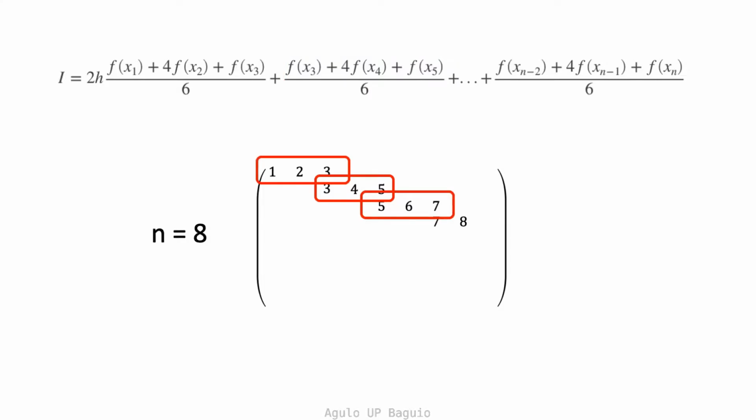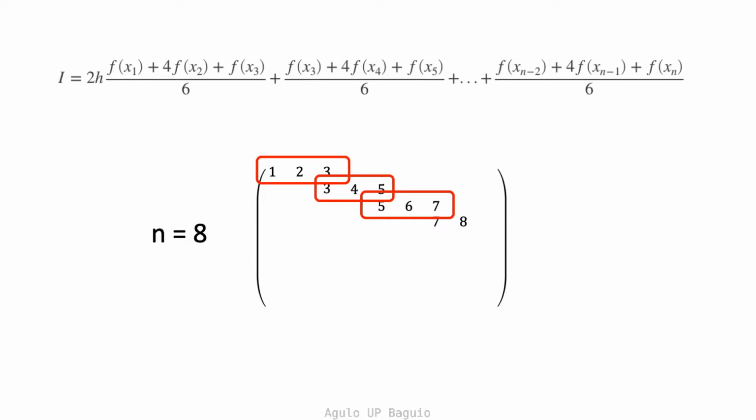But what if there are only 8 data points, that is, n equals 8? What you do is to implement Simpson's 1/3 rule to only n minus 1 data points, which in this case is n minus 1 equals 7. After obtaining the sum, simply add the value of the nth data point.